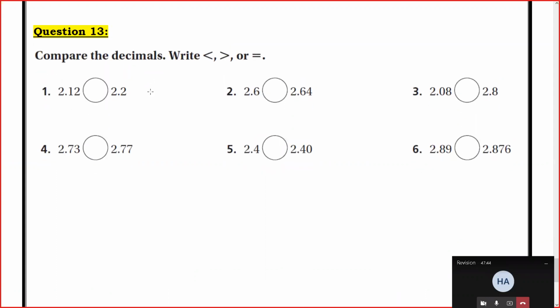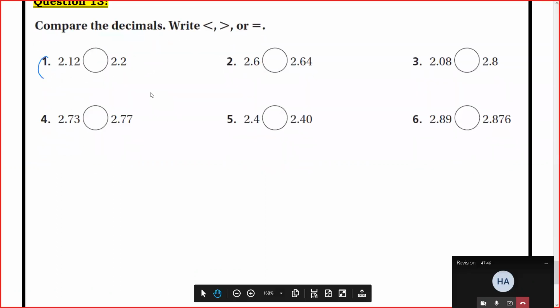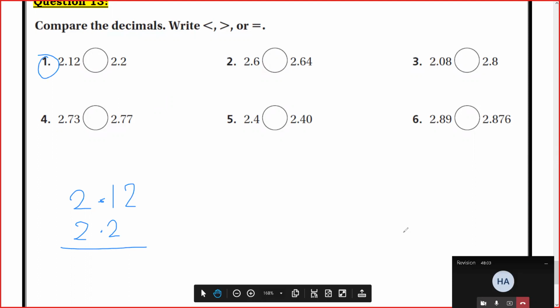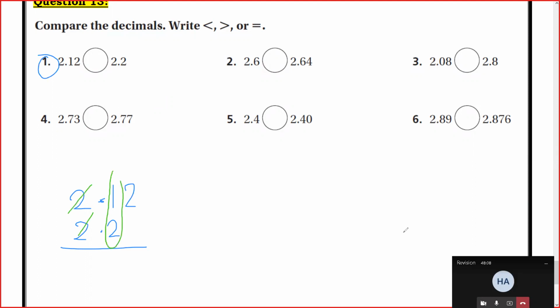Look at number 1. How can I compare? Look at me. I will order them like this: 2 decimal point 1 2, and the second one, 2 and 2. I want now to order them. 2 and 2, they are the same. Now look at the number after the decimal point. 1 and 2. Who's greater? 2. So I will say now this number 2.2 is greater than 2.12 hundredths.